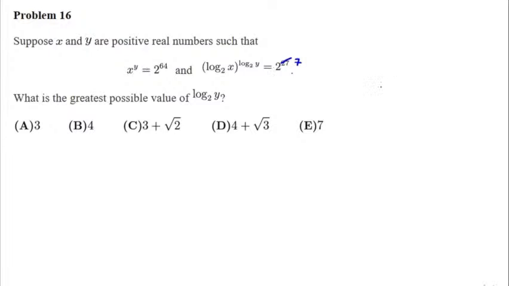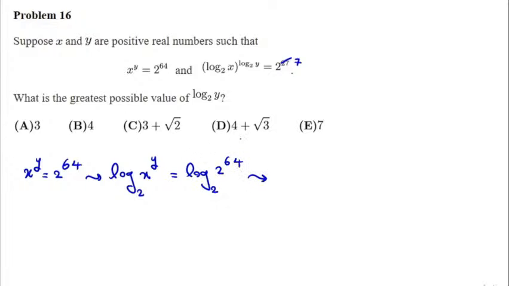Now, from the first part, by logarithm, I know x to the y equals 2 to the 64. Then I take log 2 from both sides. Log 2 of x to the y equals log 2 of 2 to the 64. So there are around 10 or 15 important formulas in logarithm. For example, left side will be y times log 2 of x.